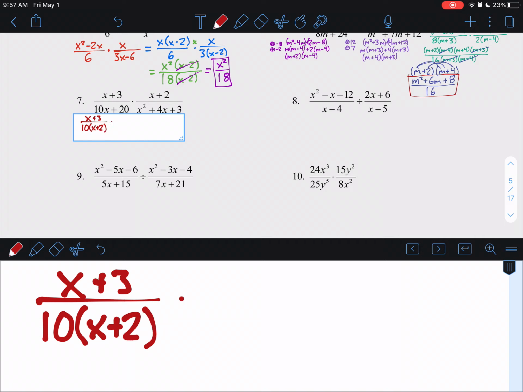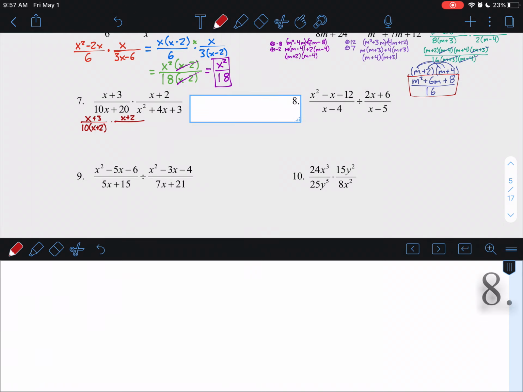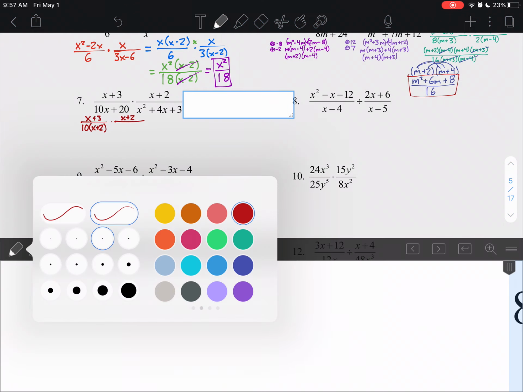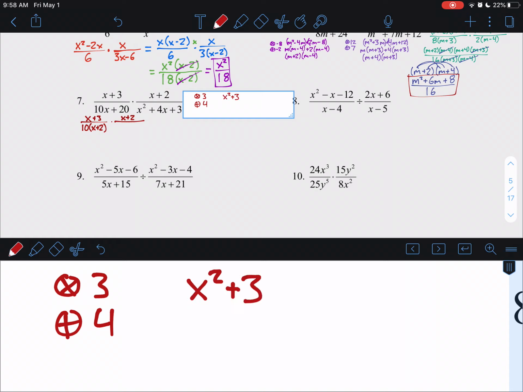And I'm multiplying that by x plus 2 over, let's see, and then I have this x squared plus 4x plus 3. So I'll come over here to do that. I'm going to go back to that smaller size of pen. Okay, so x squared plus 4x plus 3. I want two numbers that are going to multiply to be 3 and add to be 4. Hopefully, y'all can figure out that it's going to be 3 and 1. So we've got x squared plus 3x plus 1x plus 3.